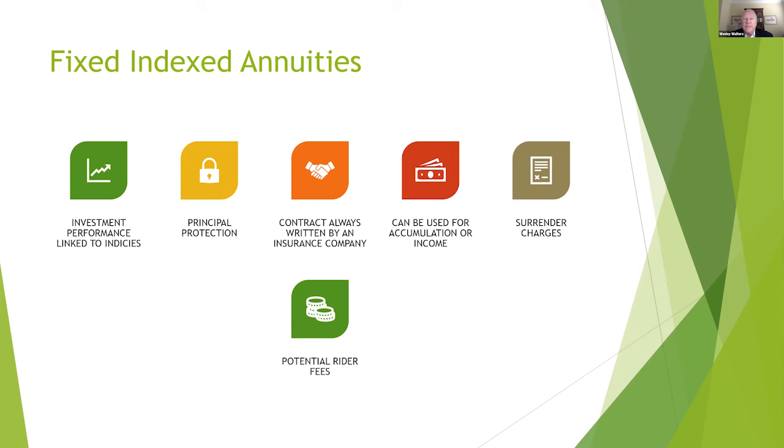There are surrender charges, as we said. And if you want to use it for the other purpose of annuities, lifetime income that will also pass on to your spouse, you can do an income rider. Some have fees for that, some do not. Usually the fees are around 1%.